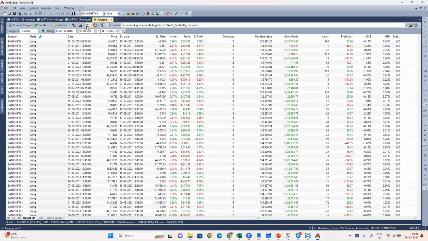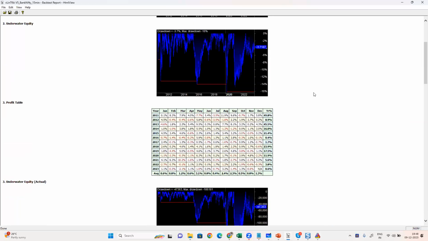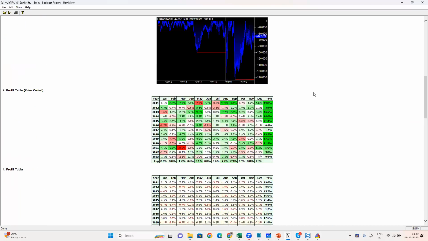So let me show you the equity curve and the profit table. I'll go to the charts. So here is the equity curve and here is the profit table. In the profit table, it's been profitable. 2023 is profitable, and look at these numbers. These numbers are compounded.